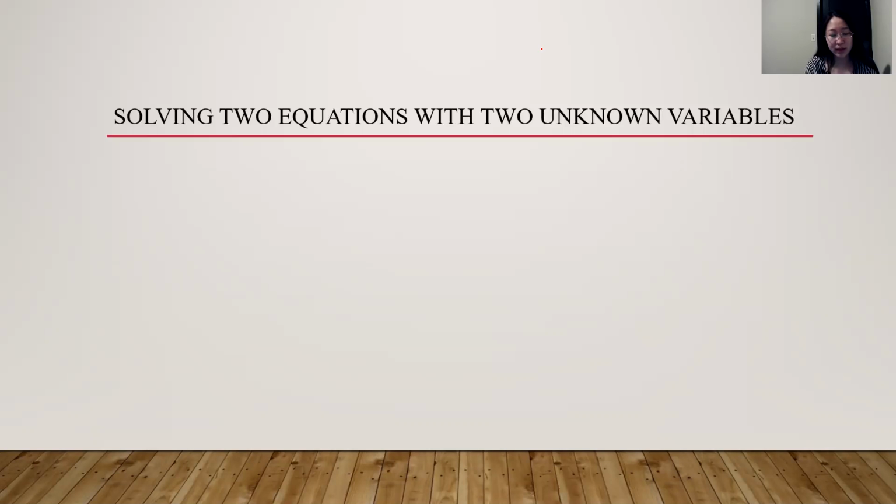So let's look at one example here. The first equation in this two-equation system is 3x minus y equals 7. And the second equation is 2x plus 3y equals 1. How to solve this two-equation system with two unknown variables? Here, x and y are both unknown. We're going to use a three-step method.